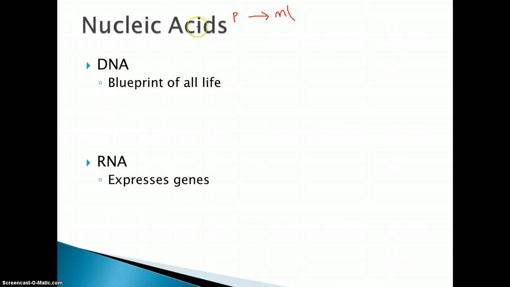Nucleic acids are polymers, meaning big molecules made out of tiny molecules called nucleotides. So nucleic acids are made out of nucleotides. And what we need to understand is that there are two basic types of nucleic acids. There's DNA and there's RNA. But we'll start with discussing DNA.